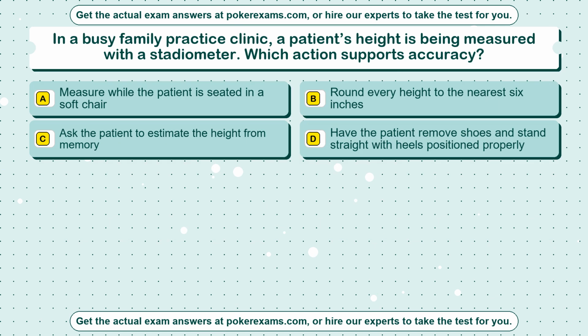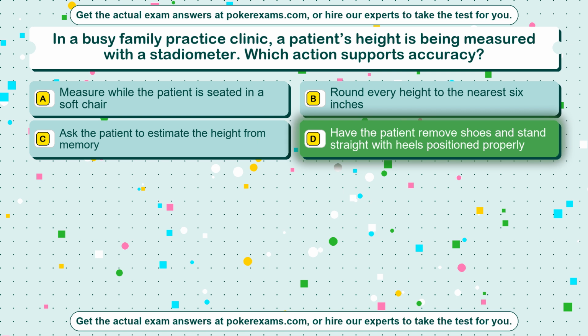Question 7. In a busy family practice clinic, a patient's height is being measured with a stadiometer. Which action supports accuracy? Option A. Measure while the patient is seated in a soft chair. Option B. Round every height to the nearest 6 inches. Option C. Ask the patient to estimate the height from memory. Option D. Have the patient remove shoes and stand straight with heels positioned properly.